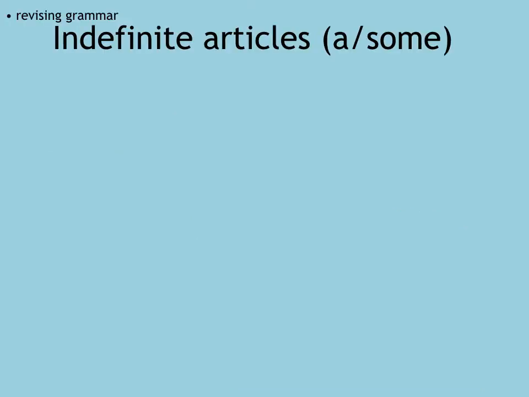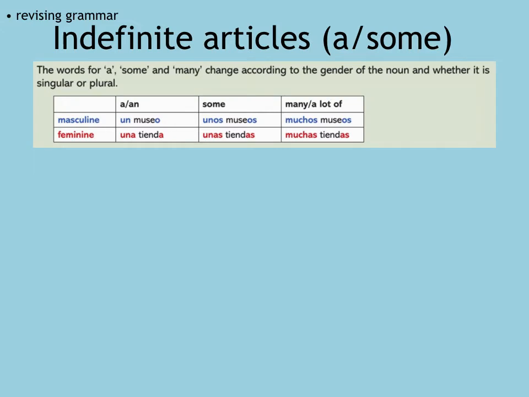Okay, vamos a repasar gramática. We're going to revise some grammar now. So having just done the previous exercise, we're going to take a little bit of a closer look at indefinite articles. Don't be afraid of the name. An indefinite article is just a or some. So the words for a or some and also many change according to the gender. That means whether it's masculine or feminine of a noun and whether it's singular or plural.